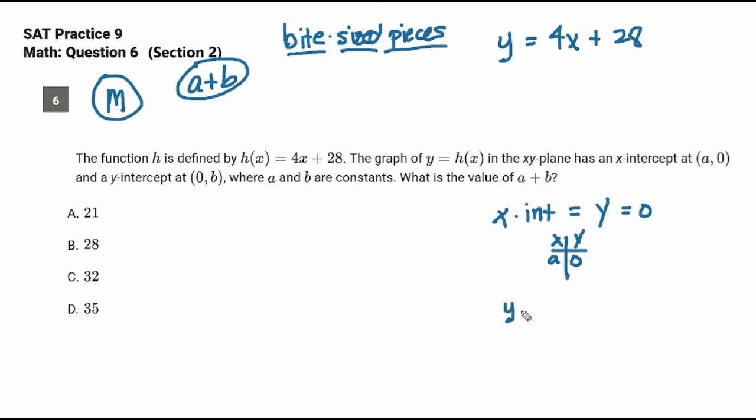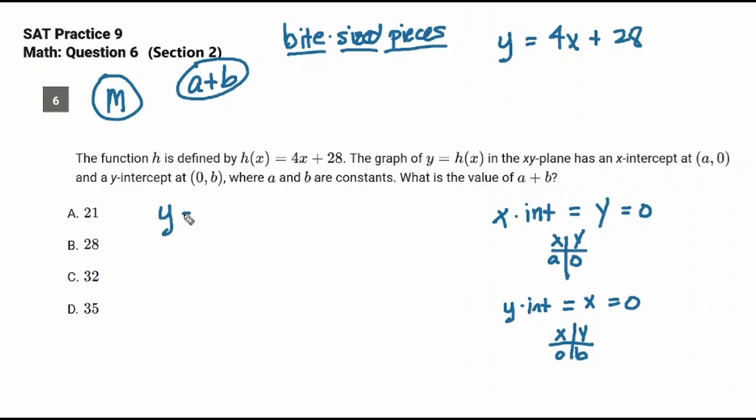And at the y-intercept, there's only one thing that's important about it. What is it? It's that x equals 0. So again, if you think about it on the xy plane, (0, b), what's y? It's b. So all you got to do is plug in 0 for y and 0 for x. And you're going to have this problem solved really easily.